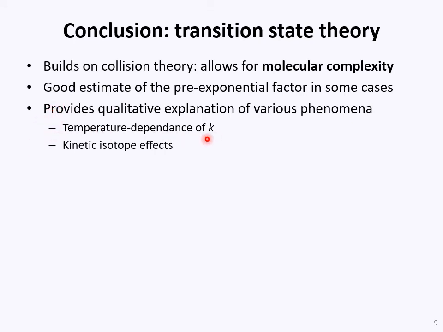It allows for a greater range of different temperature dependencies in terms of equations, versus, for example, Arrhenius theory, which basically says the pre-exponential factor isn't temperature dependent, and collision theory, which says the pre-exponential factor is proportional to the square root of temperature. So transition state theory allows for a greater range of different results there. And transition state theory will also explain kinetic isotope effects pretty well.